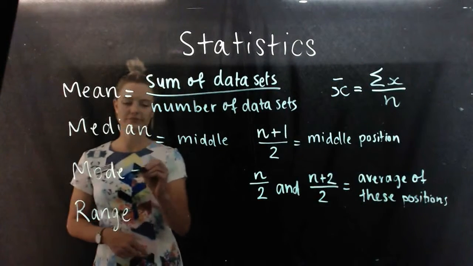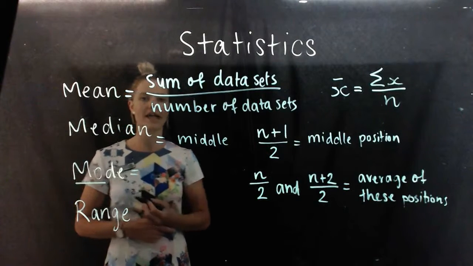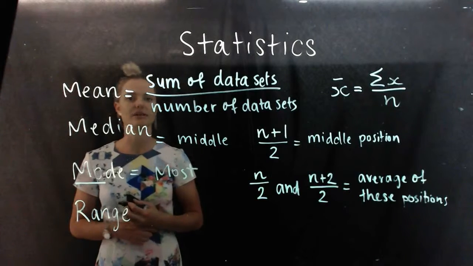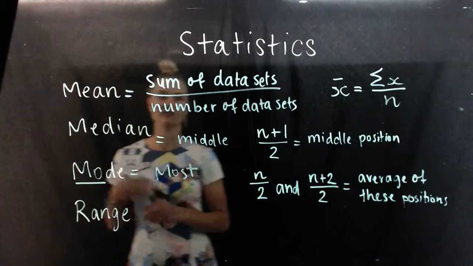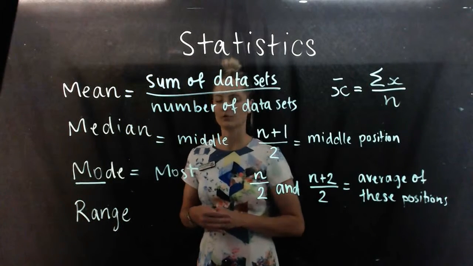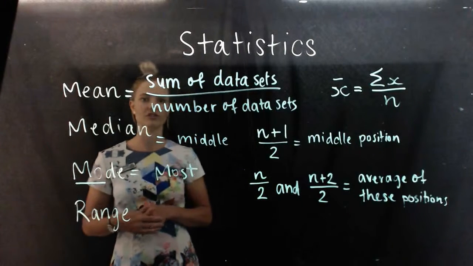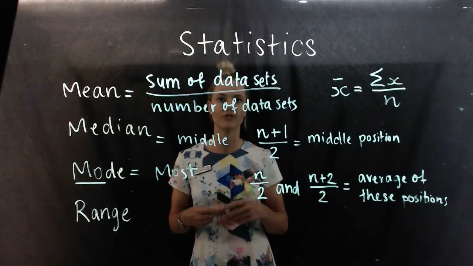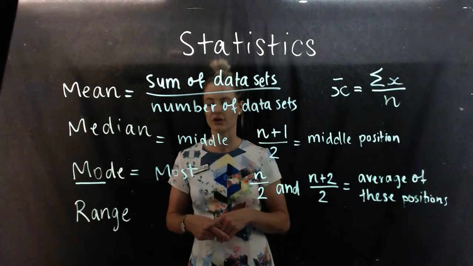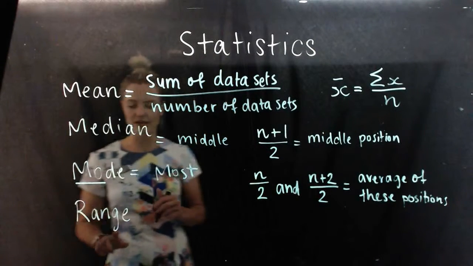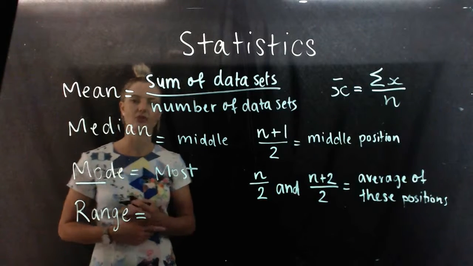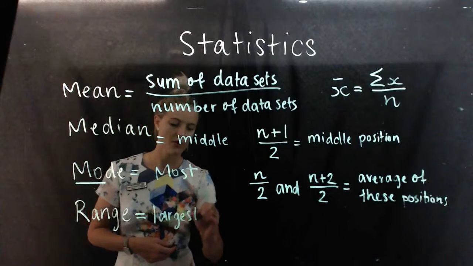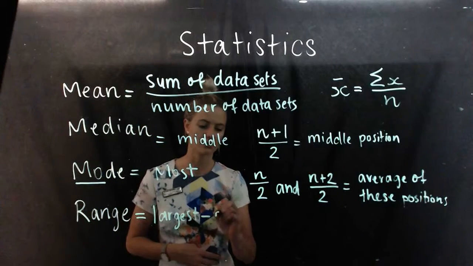The mode, thinking a 4-letter M word, most. It is the number that shows up the most. You could have a single mode, which would be referred to as unimodal. You might have two numbers that show up the most. We could call that bimodal. And finally, you've got range here. You find the range by doing the largest number, subtracting the smallest number.